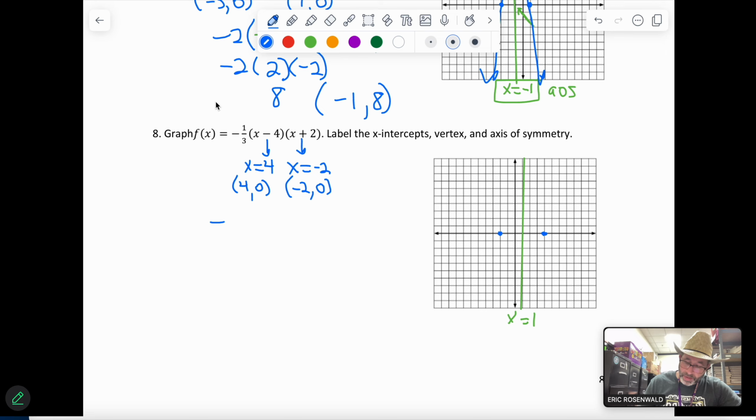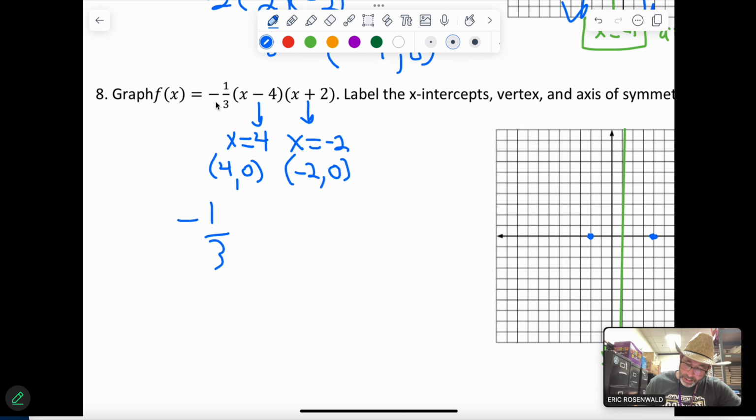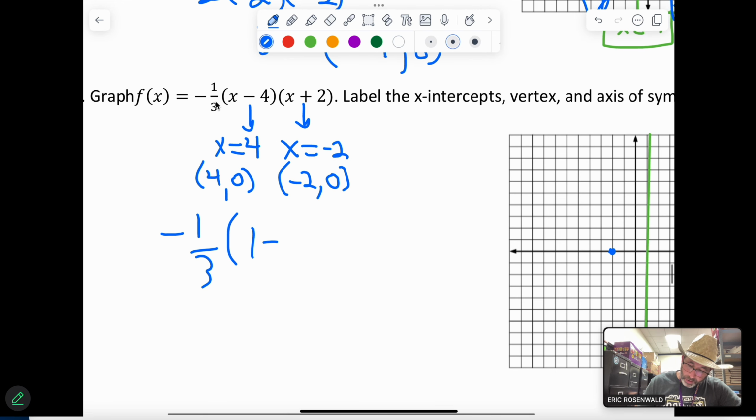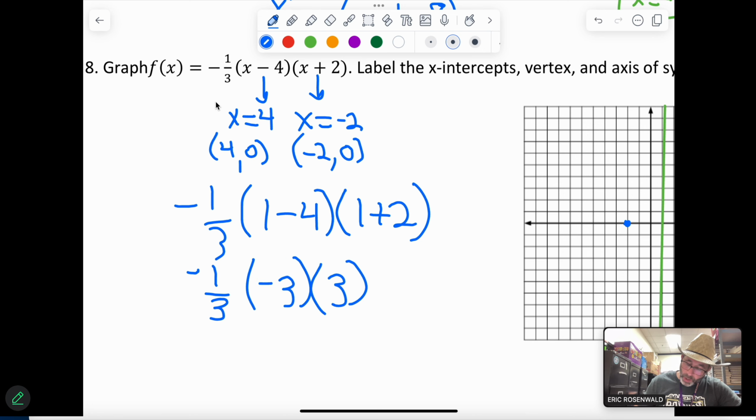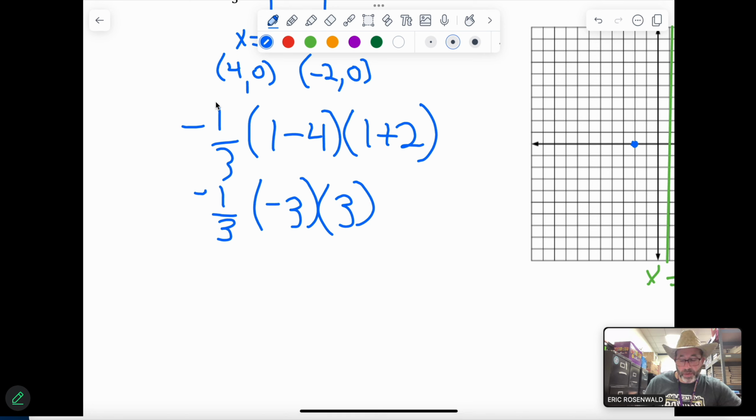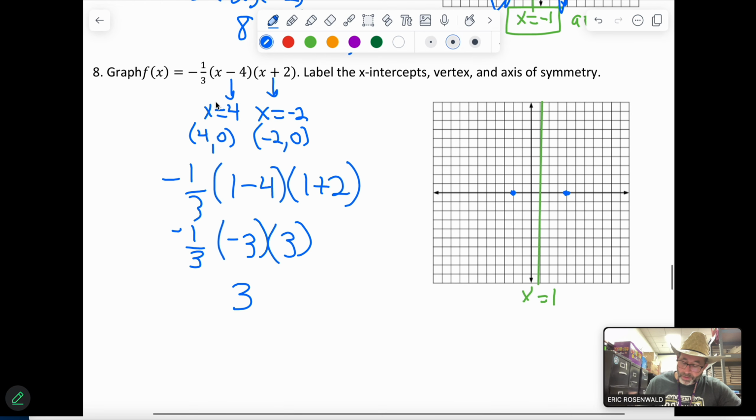So we have -1/3 times (1 minus 4) times (1 plus 2). And we have -1/3 times -3 times 3. And so when we multiply this out, we get -9 times -1/3, which is equal to +3. And so that means that we have a vertex at (1, 3).